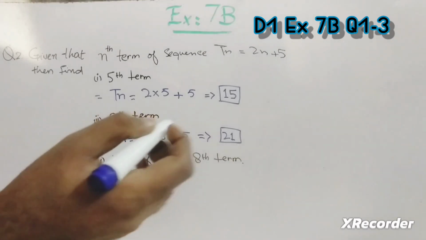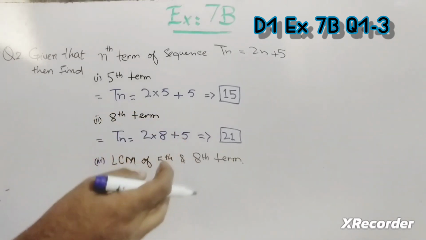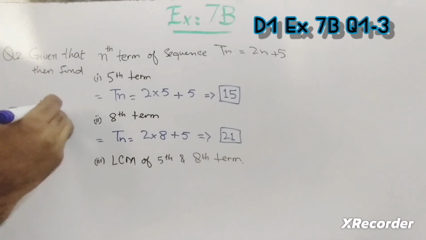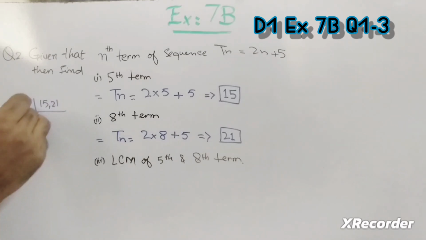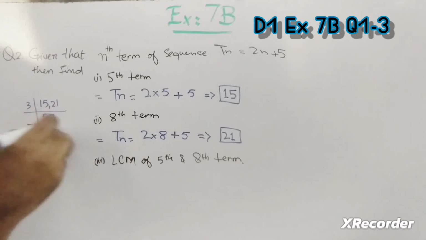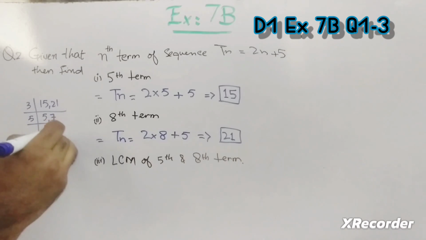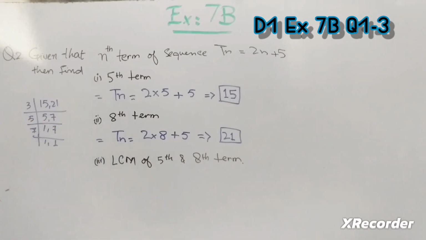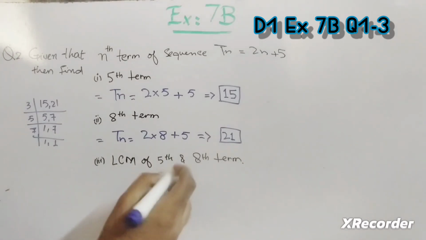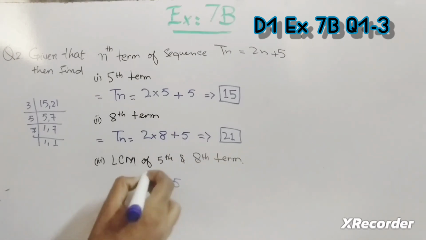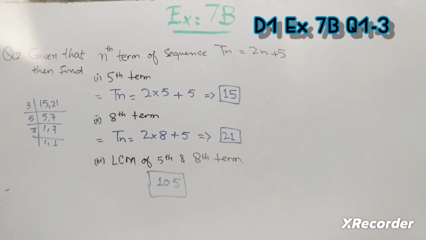And if we take the LCM of 21 and 15, that is 5th and 8th term, what we get? 15, 21. And 7 times 5 is 35. 35 times 3 is 105. So our LCM of 5th and 8th term will be 105. That is our required answer.